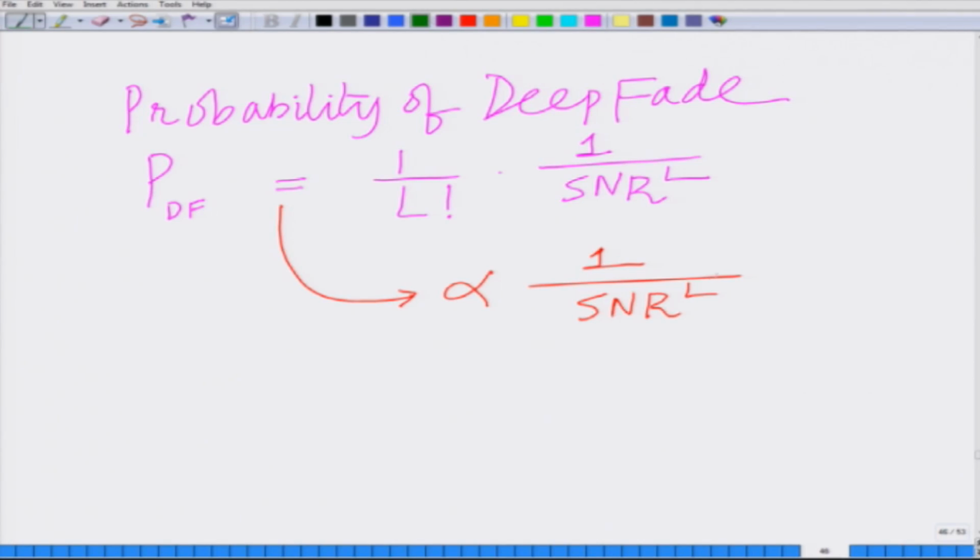So, this L is the number of receive antennas, and hence naturally the probability of deep fade, which was earlier 1 over SNR, remember, for a system with a single receive antenna it was 1 over SNR, with L receive antennas this probability of deep fade has become much smaller. It has become 1 over SNR raised to the power of L.